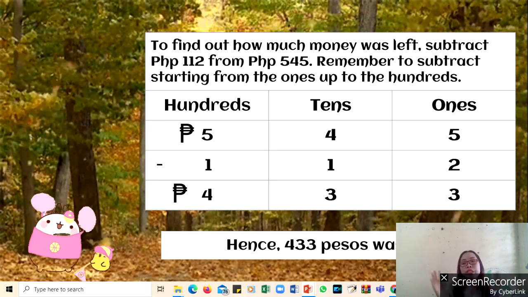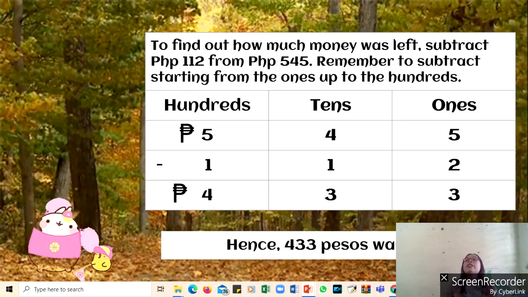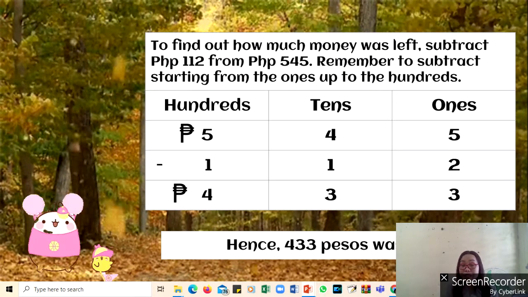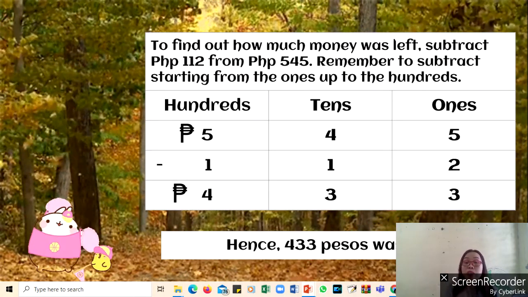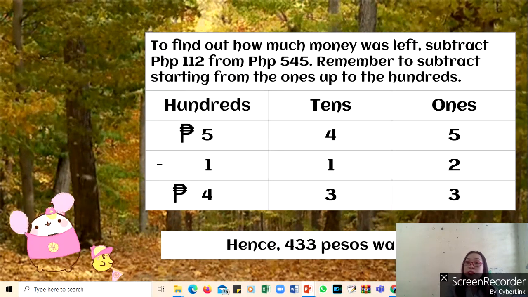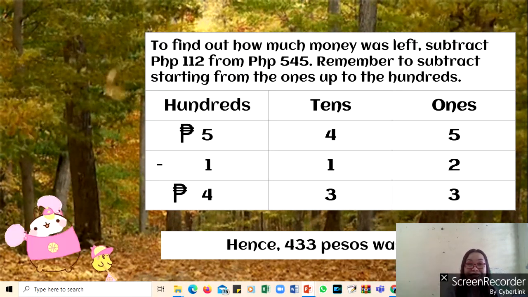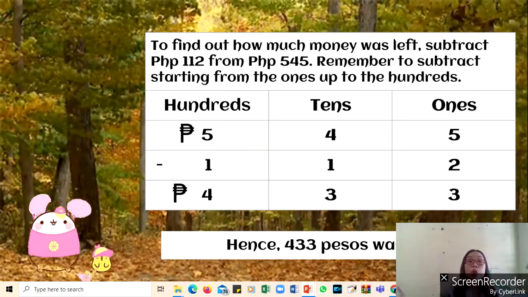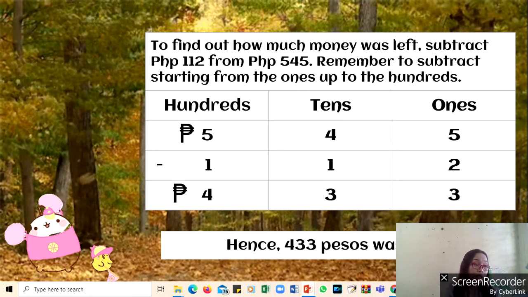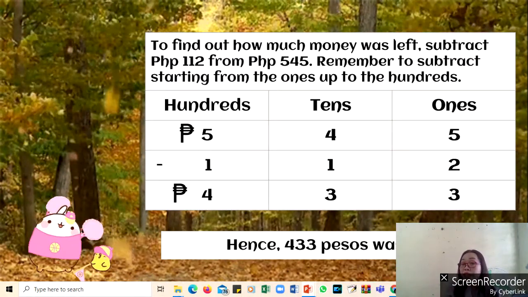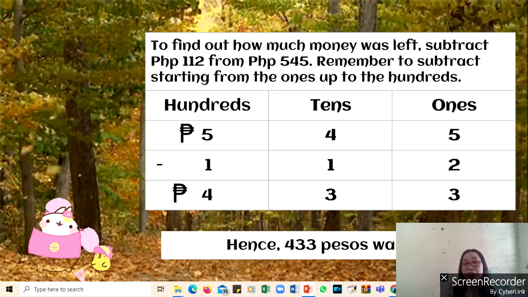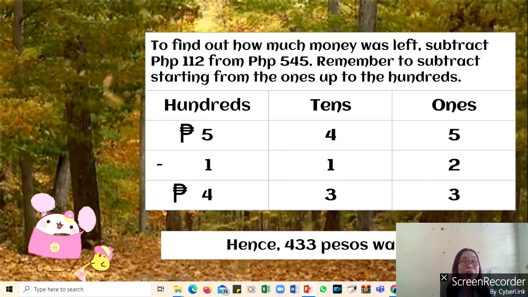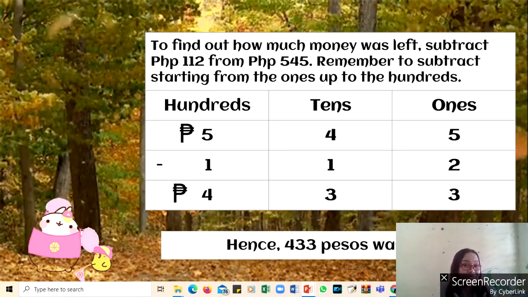Remember grade 1, if you are subtracting money, take note, you need to put the peso sign. Did you get that? You should always put the peso sign or else you will be marked wrong. Just to know that the one that you're subtracting involves money. Kasi pag hindi mo nilagyan ng peso sign yan, ibig sabihin hindi pera yung sinubtract mo. So you should always put the peso sign here. Did you understand? Very good.